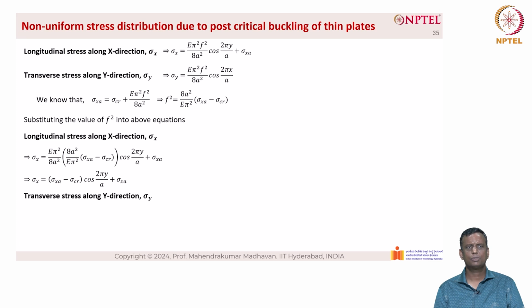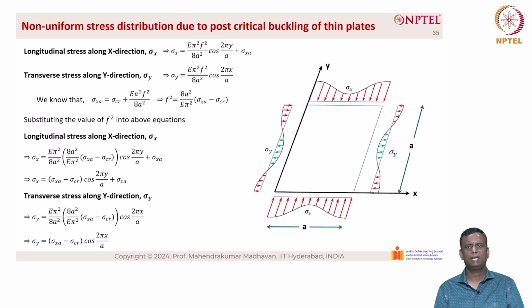And similarly, the transverse stress along the y direction, sigma y, is given as sigma y equal to E into pi square divided by 8a square into E pi square into sigma xa minus sigma critical into cos 2 pi x by a. So similarly, we get sigma y equal to sigma xa minus sigma critical into cos 2 pi x by a, which when we plot, we get the stress distribution as you can see on the right hand side after the elastic critical buckling stress. You can see a nonlinear stress distribution that takes place along the longitudinal edges as well as in the transverse direction as you can see here.